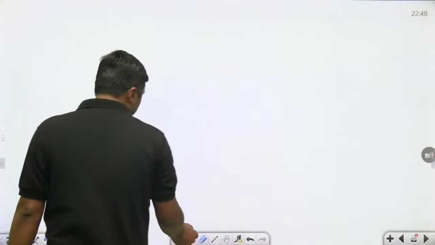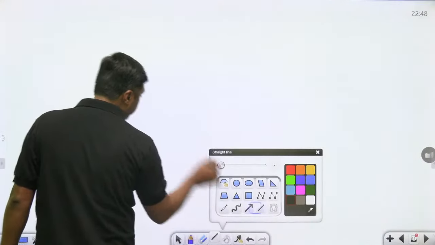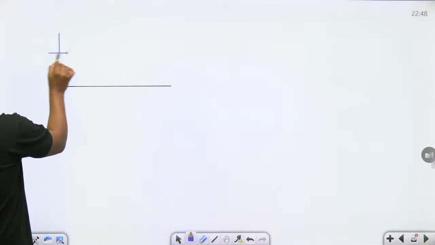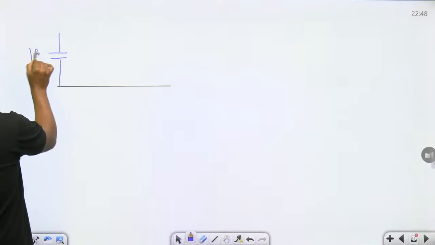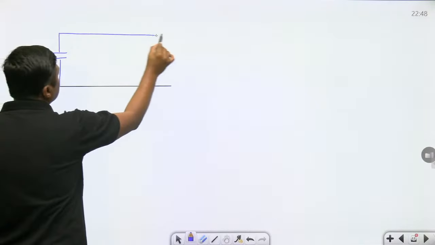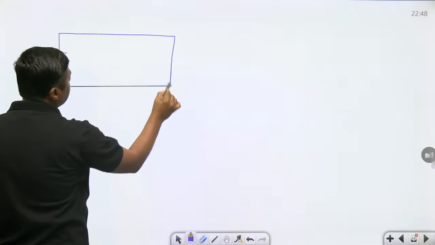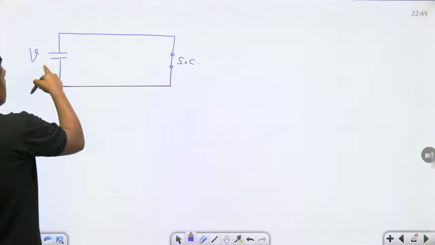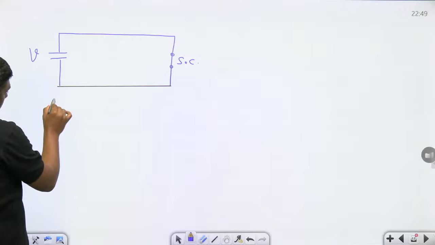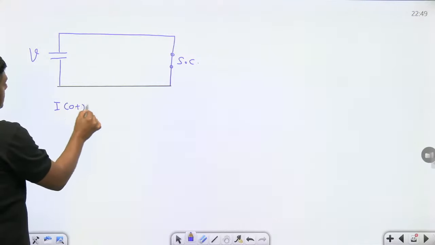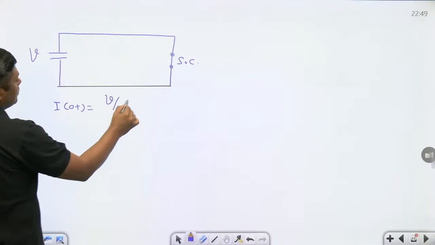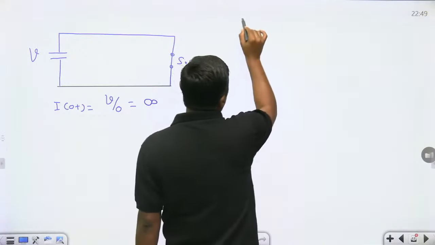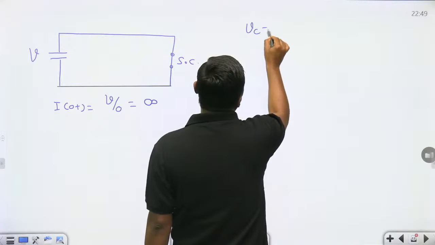Always remember, this is the first capacitor, it is charged up to V. Now what is the charge across the second capacitor? Nothing. That's why initially it will act as a short circuit. Now this is V, that is the short circuit. So what is I(0+)? I(0+) is nothing but V by 0. V by 0 is what? Infinite impulsive current.